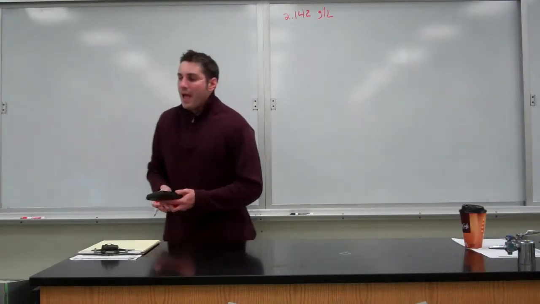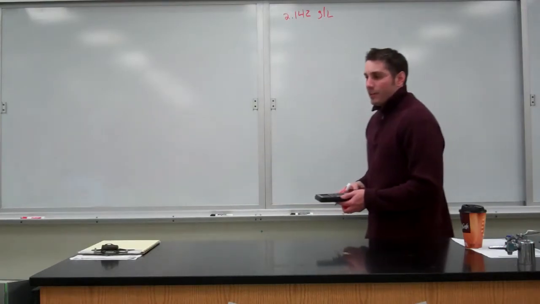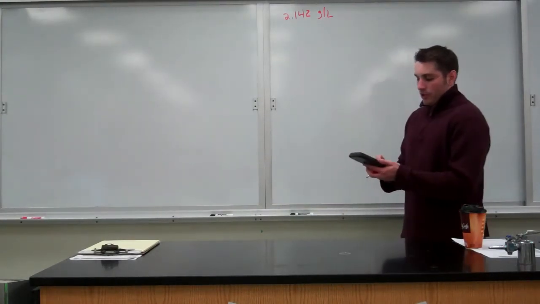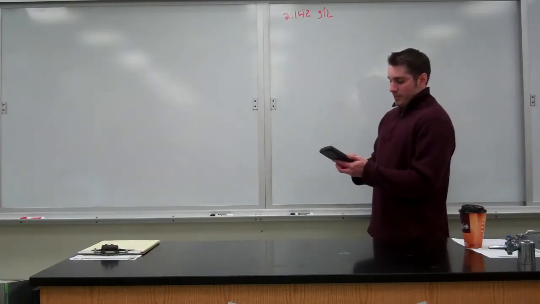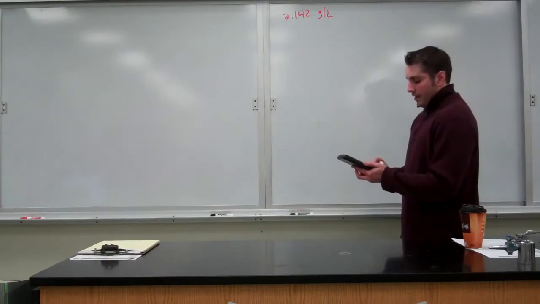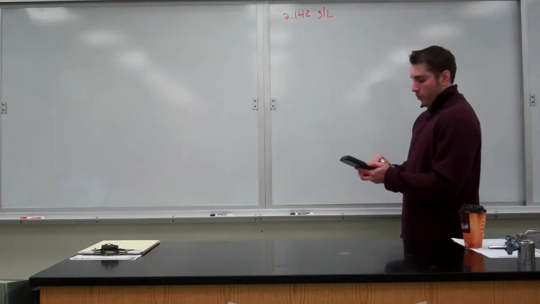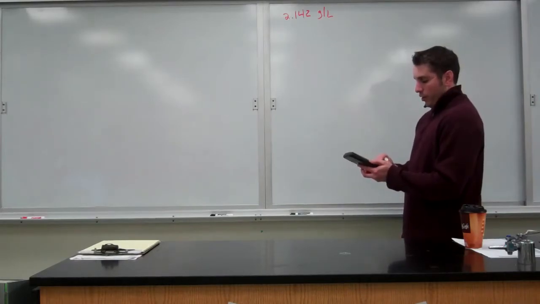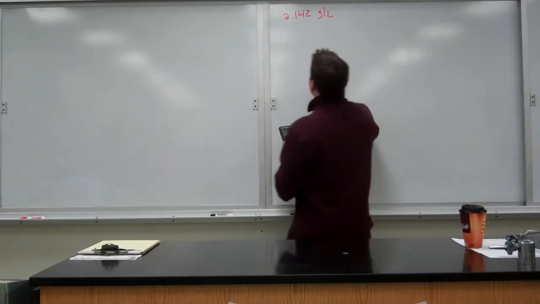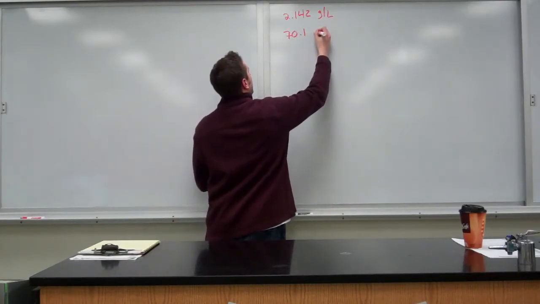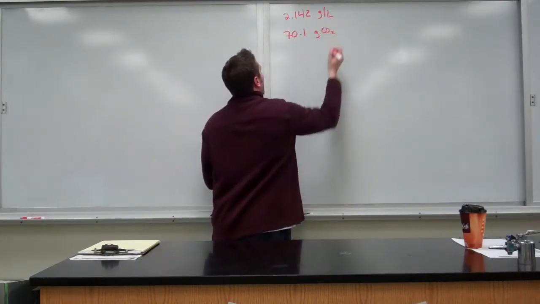Number 2, what is the mass of 35.7 liters of CO2 at STP? In that one, you would take 35.7 divided by 22.414 times 44.01, leading you to a value of 70.1 grams of CO2.